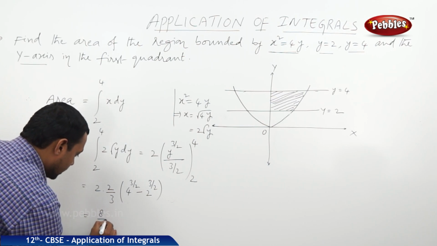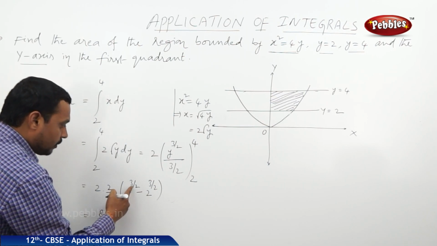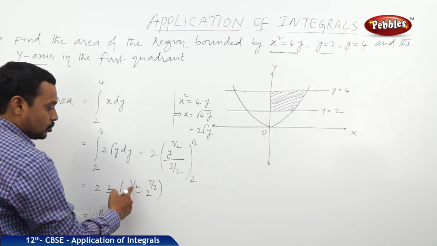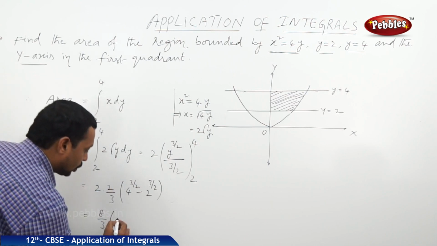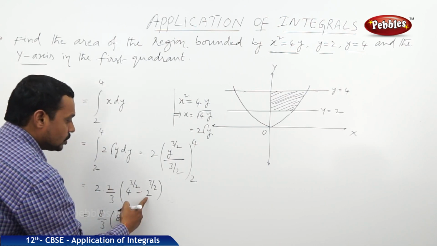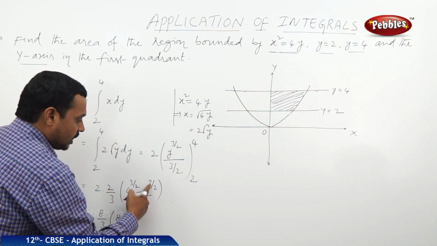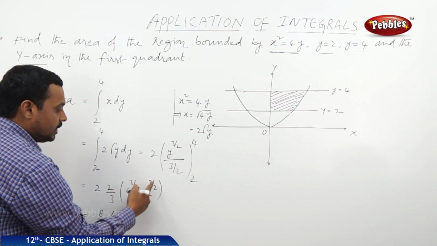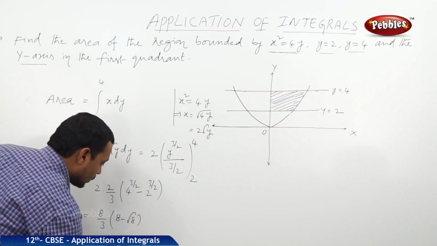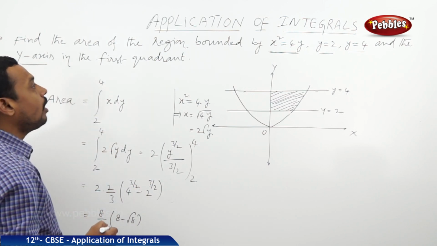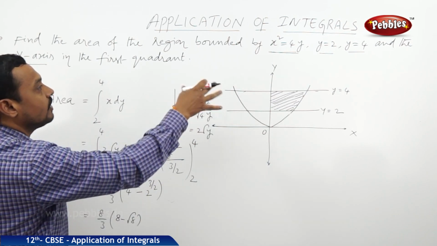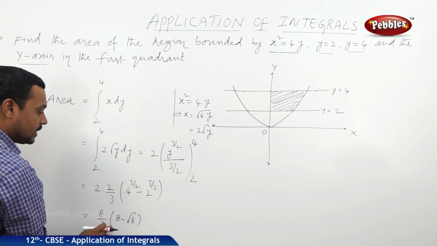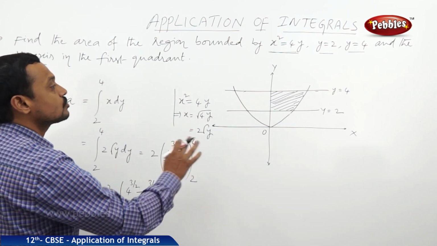This is 8 by 3 into 4 power 3 by 2 is equal to what? We can write 4 as 2 square. Now 2 and 2 get cancelled and it becomes 2 cube, 8, minus 2 power 3 by 2. That is 2 cube whole power 1 by 2, but 2 cube is equal to 8. 8 power 1 by 2 means root 8. So finally, the area of the region bounded by the given curve and straight lines with respect to y-axis in the first quadrant is 8 by 3 into 8 minus root 8 square units.